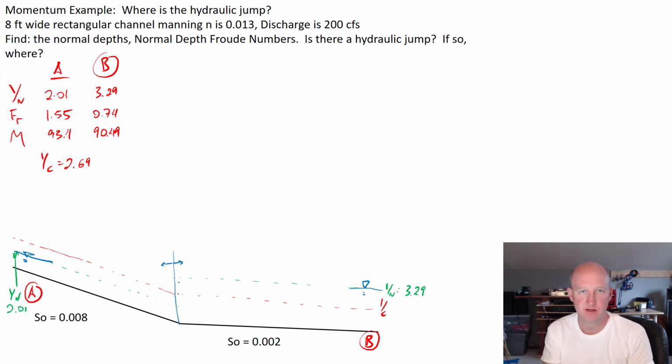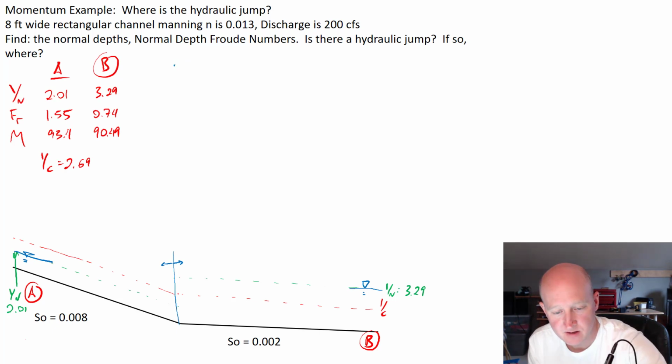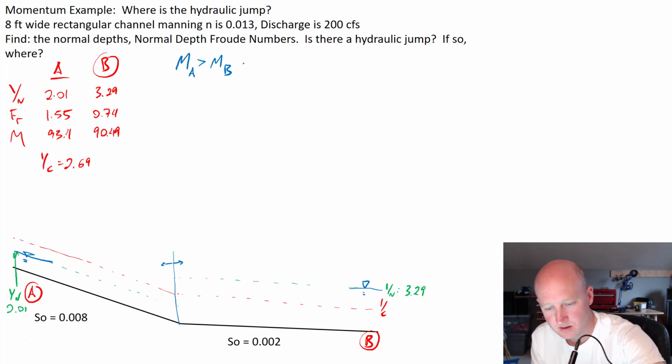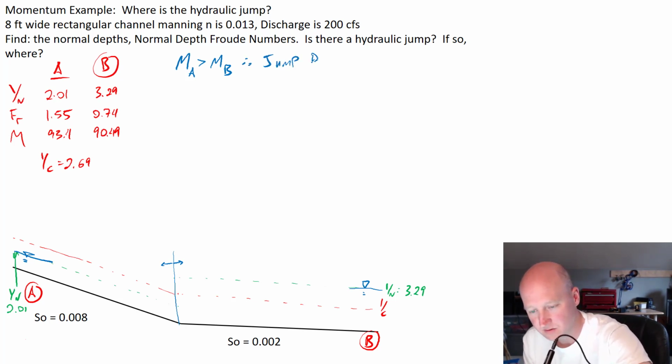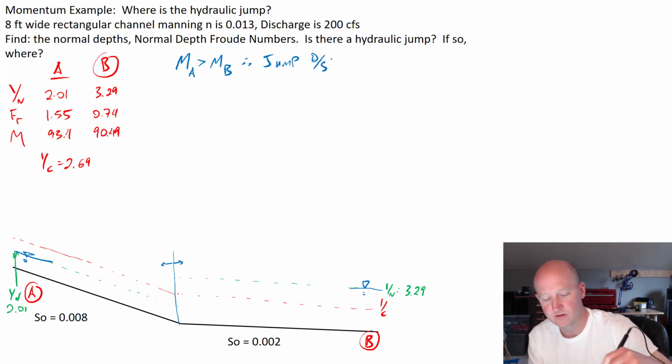Or another way to think about it would be to say, let's compare the specific forces for normal depth for the upstream section and for the downstream section. So we did that once already. Hopefully it makes a little bit more sense now, but we're going to do it again. So in this case, the specific force for section A is greater than the specific force for section B, and that means that the jump is downstream of the change in slope. And so we can actually draw that out now because we compared these two numbers.